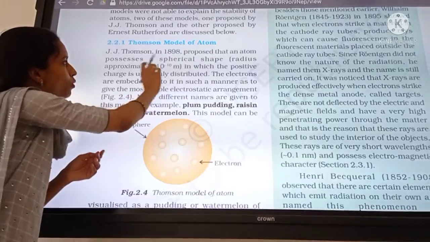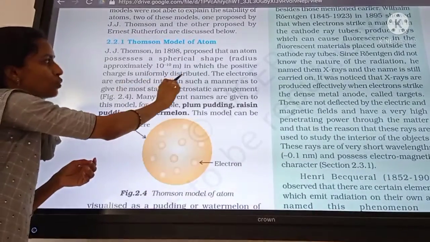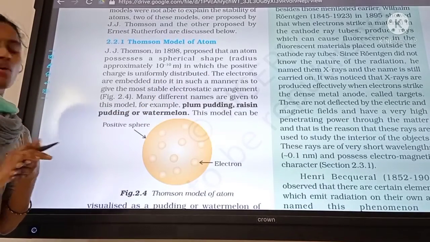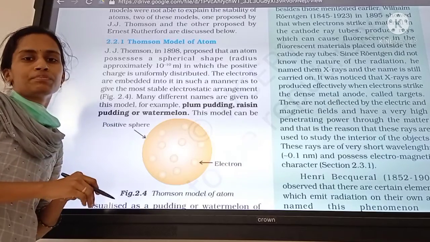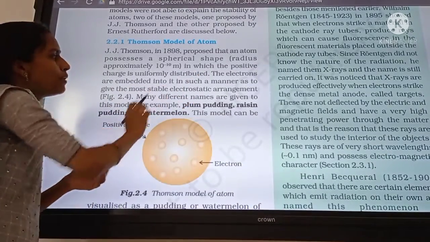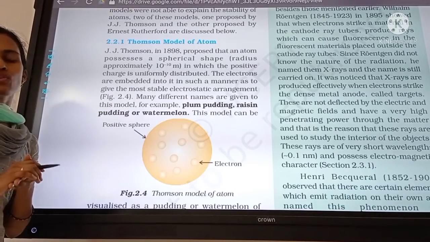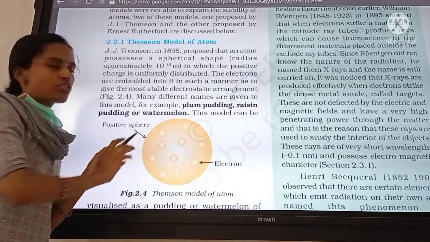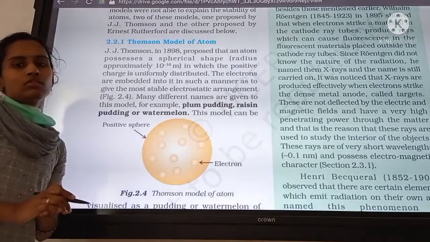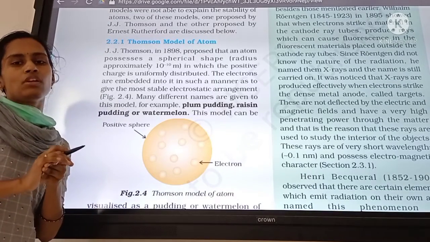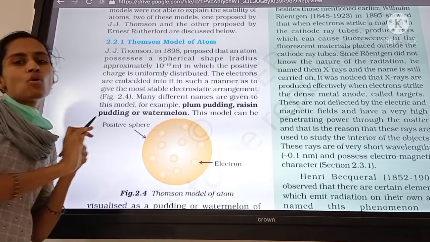J.J. Thomson proposed that the atom is spherical in shape, in which the positive charge is uniformly distributed. He said the positive charge is distributed throughout the sphere, throughout the atom, and the electrons are embedded in such a manner as to give the most stable electrostatic arrangement. This positive charge is balanced by the negatively charged electrons, hence the atom is stable and electrically neutral. So he proposed his model.